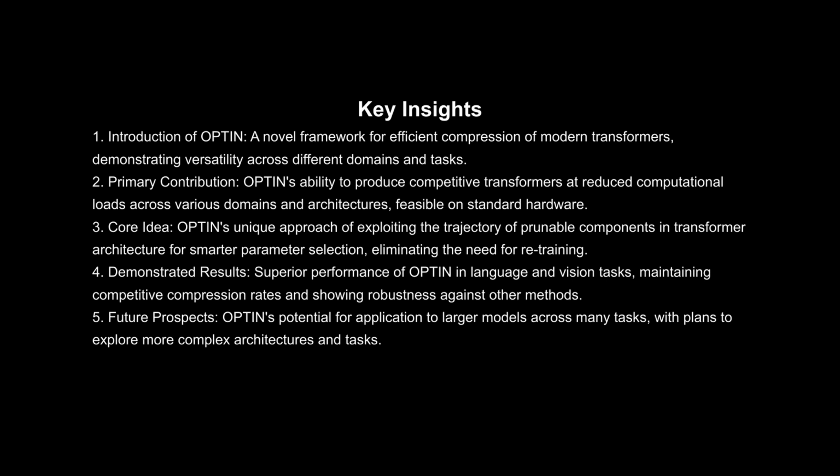3. Key idea. The OPTIN framework exploits the trajectory of prunable components in the transformer architecture to enable a smarter criterion for parameter selection. This allows for efficient compression of modern pre-trained transformer architectures without the need for retraining. 4. Key results. The paper demonstrates superior performance of the OPTIN framework on a variety of tasks in language and vision domains while maintaining competitive compression rates. It also shows robustness against compression rates and competitive performance against methods that perform retraining.